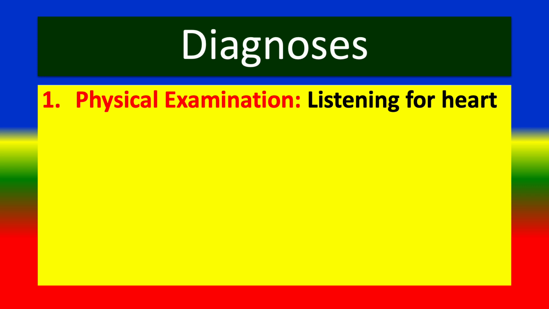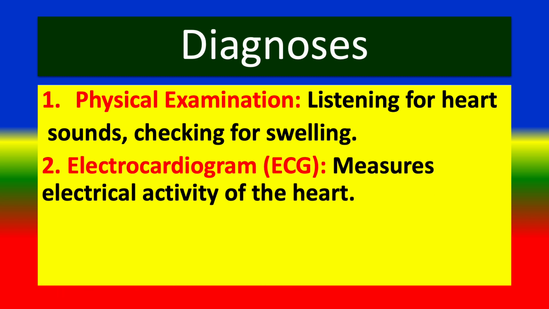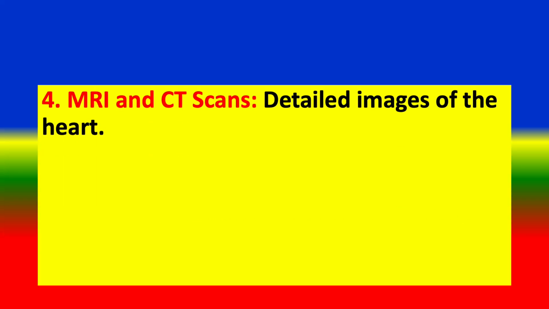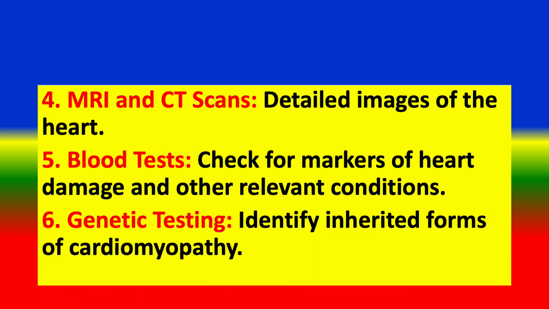Diagnosis. 1. Physical examination, listening for heart sounds, checking for swelling. 2. Electrocardiogram, ECG, measures electrical activity of the heart. 3. Echocardiogram, ultrasound of the heart to assess structure and function. 4. MRI and CT scans, detailed images of the heart. 5. Blood tests, check for markers of heart damage and other relevant conditions. 6. Genetic tests, identify inherited forms of cardiomyopathy.